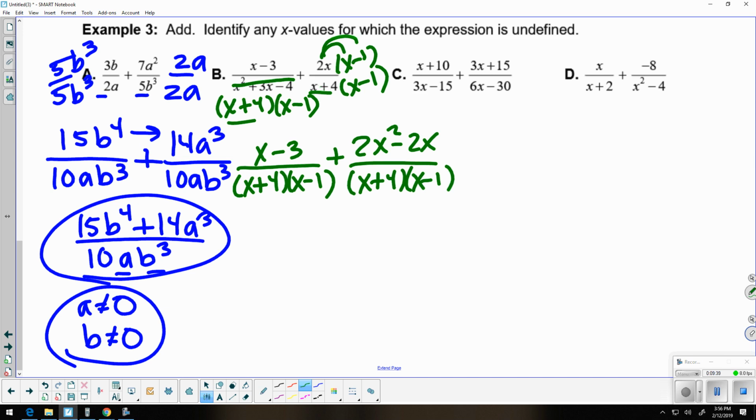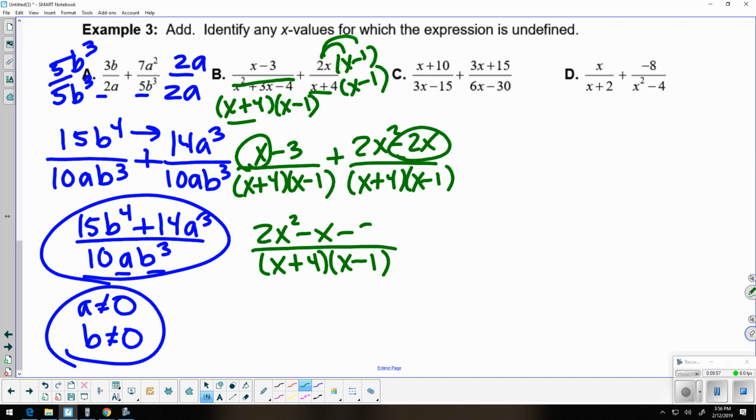Okay, so we have our common denominators. We got the first step done. Now we have to actually add going straight across. So I'm going to keep my denominator. And now my numerator, when you add going straight across, you would have 2x squared. You've got 1x, and you're adding to it negative 2x, so negative 1x, and then minus 3.